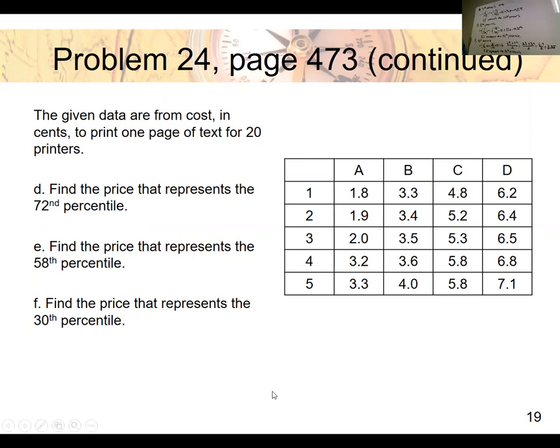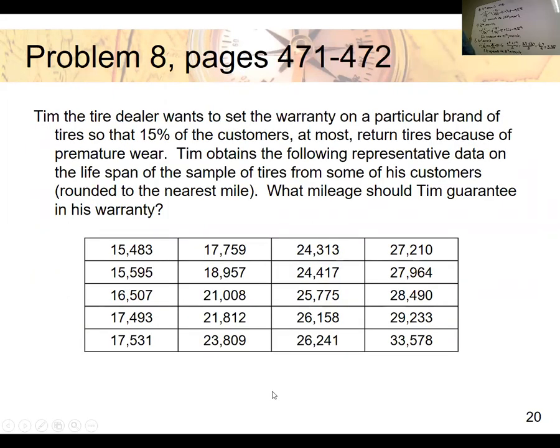Okay, next we'll look at problem number 8. It says here, Tim, the tire dealer, wants to set the warranty on a particular brand of tires so that 15% of the customers at most return tires because of premature wear. Tim obtains the following representative data on the lifespan of the sample of tires from some of his customers, rounded to the nearest mile. What mileage should Tim guarantee his warranty?